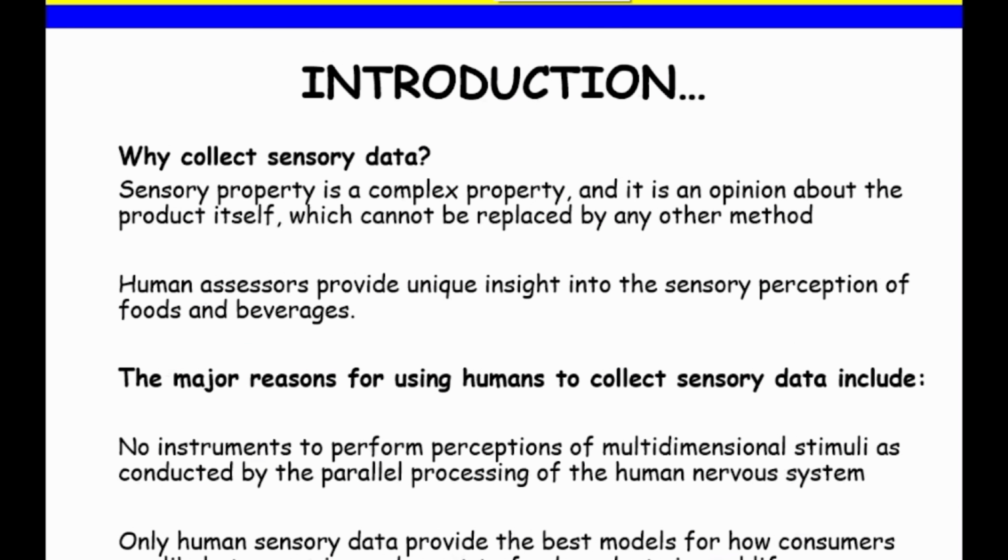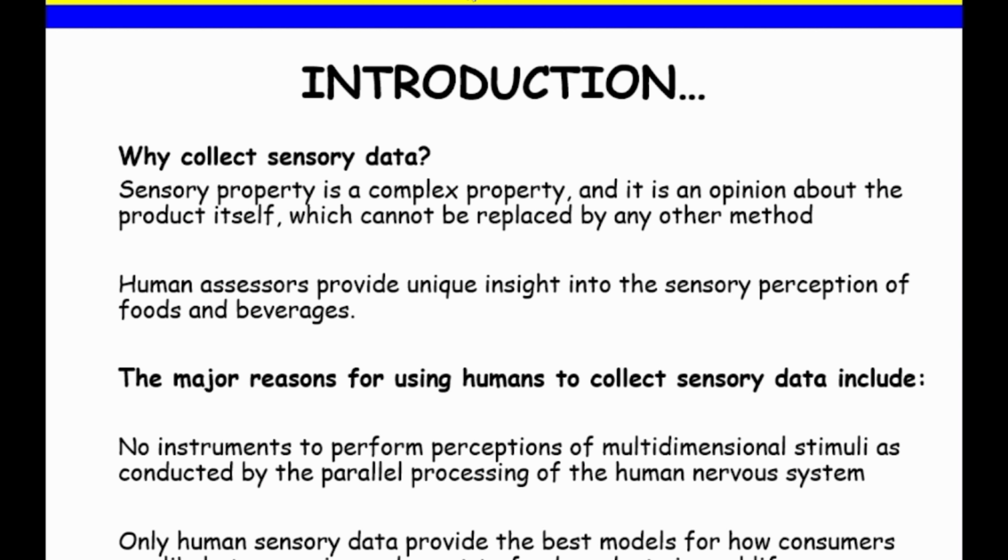So why collect sensory data? Sensory property is a complex property, and it is an opinion about the product itself, which cannot be replaced by any other method. Human assessors provide unique insight into the sensory perception of foods and beverages. So we prefer human assessors, specifically if we want to test the preference. You cannot use a machine to test the preference of consumers.